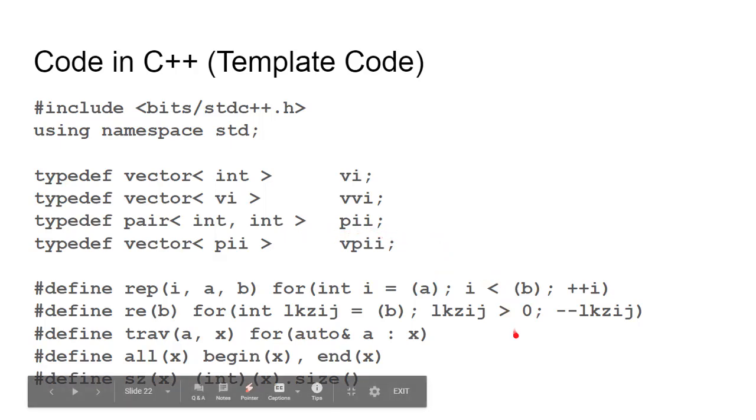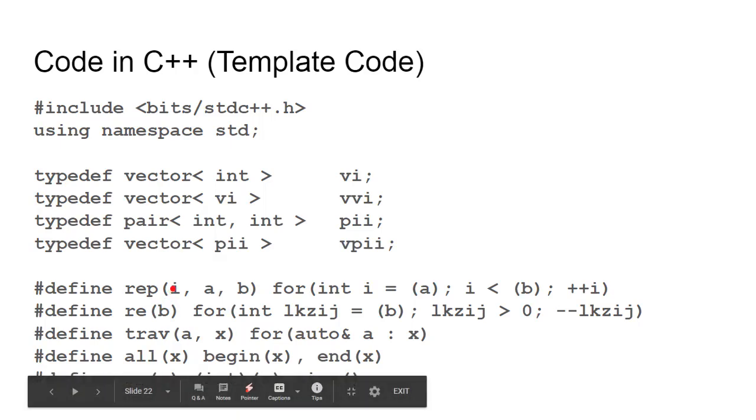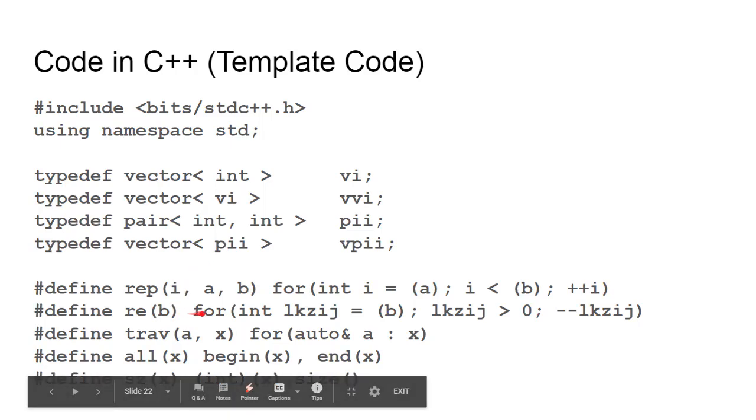And then there are a bunch of macros. This is just for shorthand. REP is something that you may use very commonly. And RE just says repeat B times. So this is when you don't really need a loop variable. You're literally just repeating a number of times. You can use this macro. Traverse enables you to loop through all elements in X, and then each element will be put in A. So A will be instantiated with each of the elements in X.